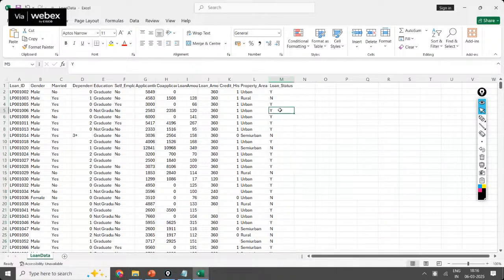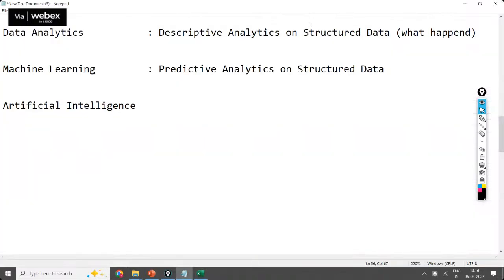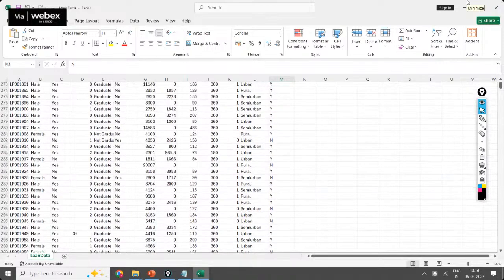Now, some people are eligible for the loan, some people are not eligible. My question is, within the males, how many of them are eligible? How many are not eligible? Within the females, how many are eligible? How many are not eligible? Now, are these questions on the past data or the future data? On the past data. This is all past data. Analyzing the past data is called data analytics.